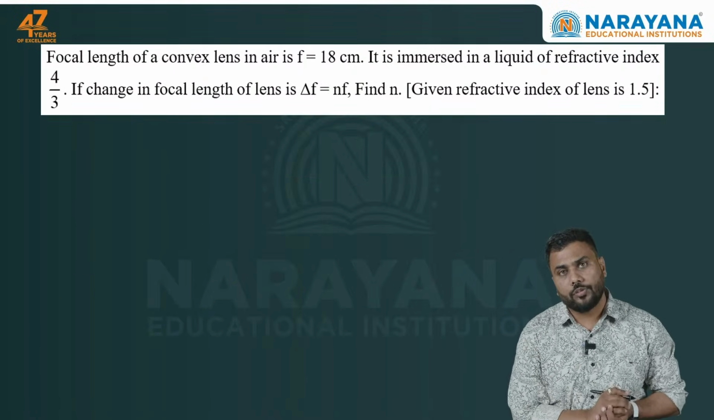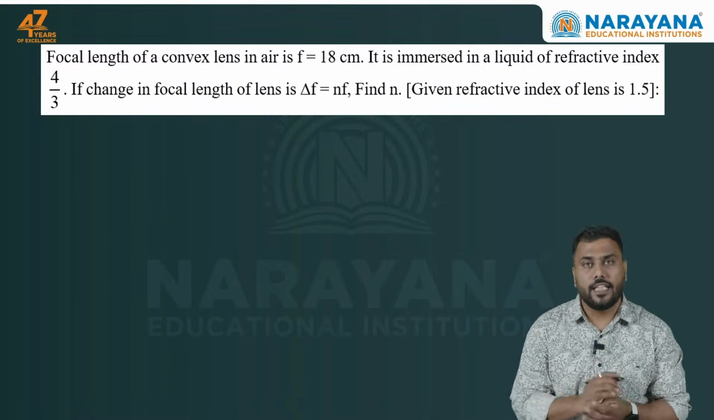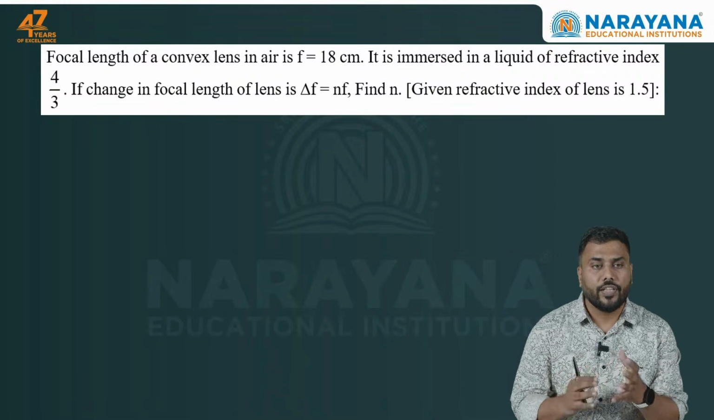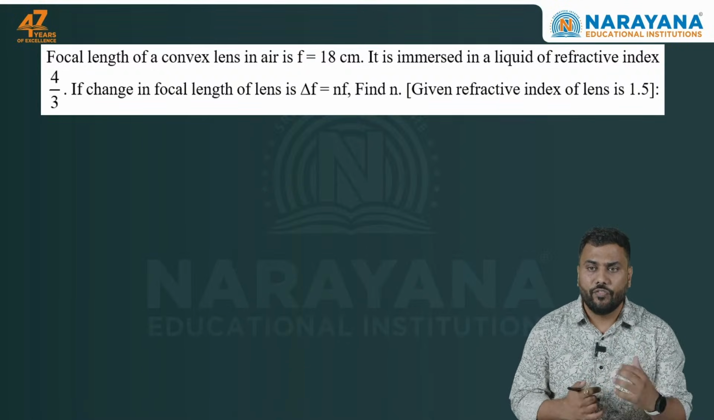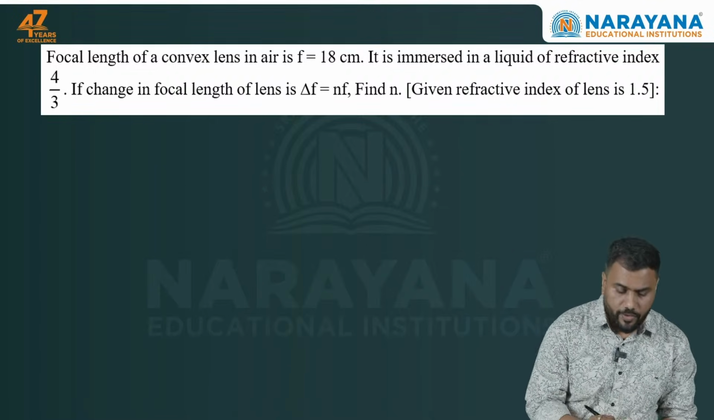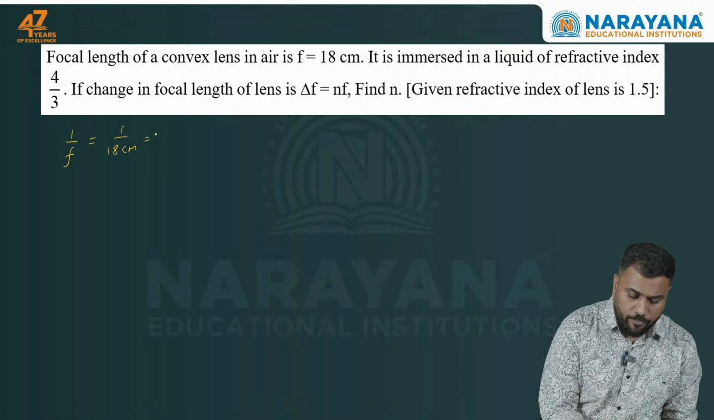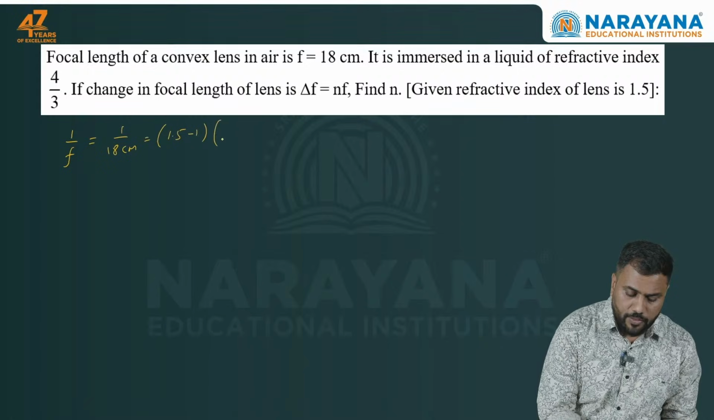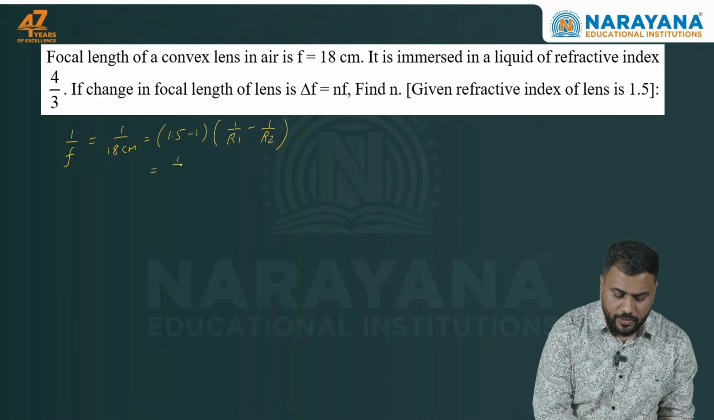Again, next question is an optics based question, but this time it is an integer type question. Focal length of a convex lens in air is 18 centimeter. It is immersed in a liquid of refractive index 4 by 3. The change in focal length they are asking is nf, where n is an integer. We need to find the value of n. We also have been provided the refractive index of lens. So the lens focal length 1 by f, which is given as 1 by 18 centimeter, should be mu of the lens, which is 1.5 minus 1 into 1 upon r1 minus 1 by r2. For time being, let's say this 1 by r1 minus 1 by r2 term is x. So 1.5 minus 1 is 1 by 2 into x, is equal to 1 by 18 centimeter.